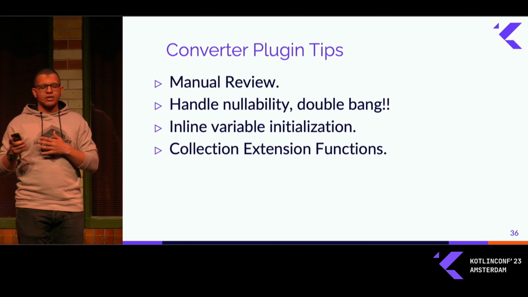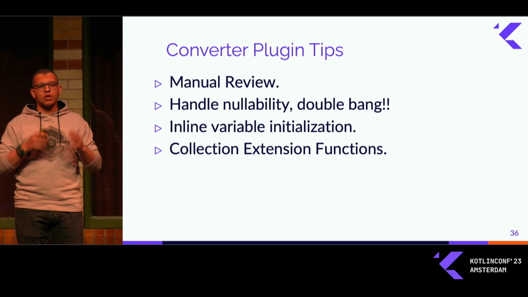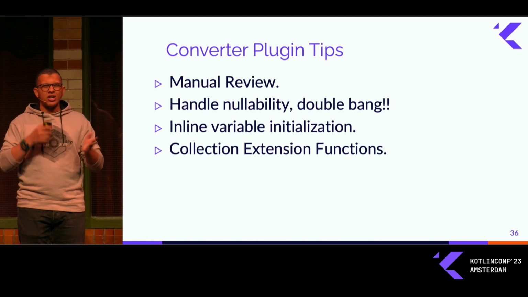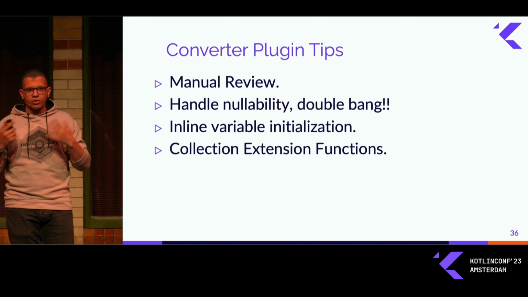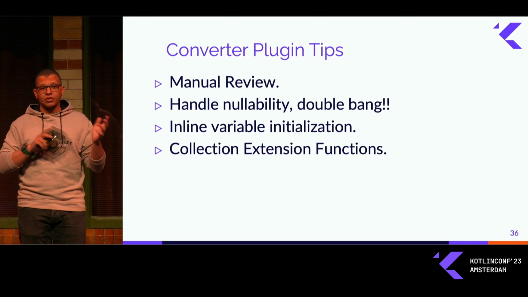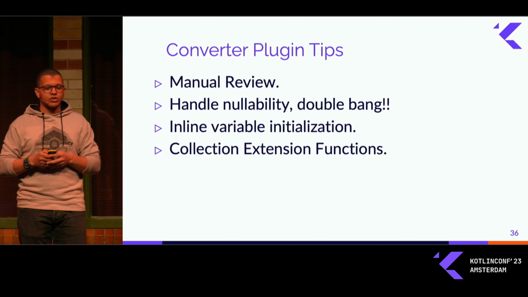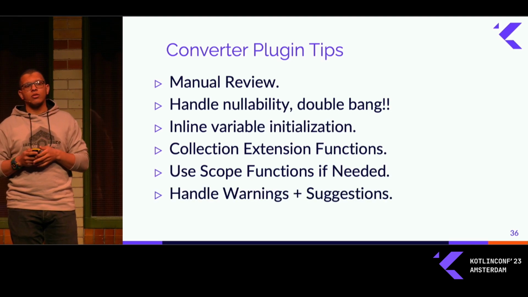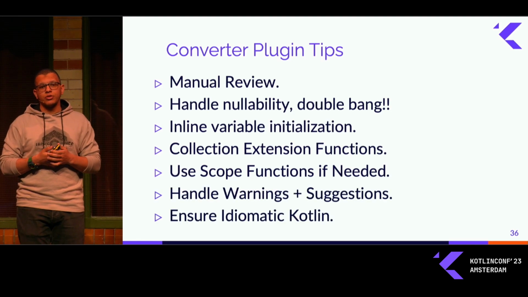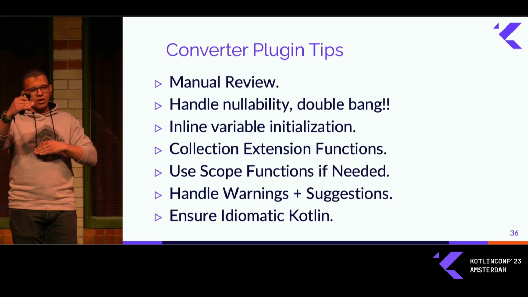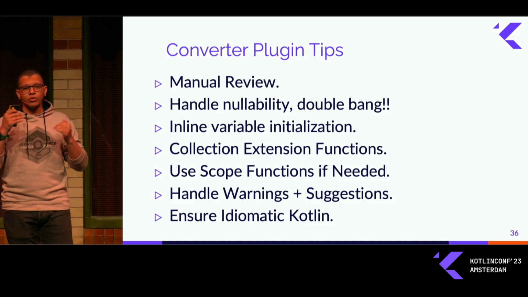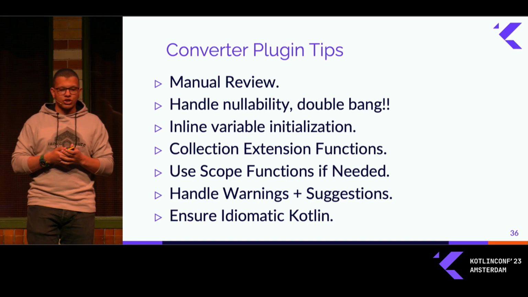Try to use Kotlin collection extension functions. A lot of the time in Java code, you can replace a lot of things with extension functions, especially if you are using some while and for loops. If you are doing some filtering or transformation, you can use the extension functions there. Use scoping functions, handle warnings and suggestions, and of course, ensure idiomatic Kotlin. That's kind of a mini pseudocode you can use whenever you review a J2K action.